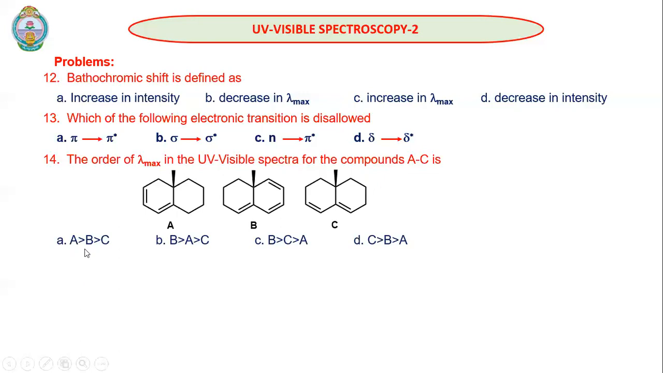So the options must be among A or C, A or B. Then this is cisoid, this is cisoid, but here we have a double bond conjugation, so we must add 30. So that means this will have the highest lambda value compared to this. So B is greater than A, greater than C. You can calculate, it's not a problem.